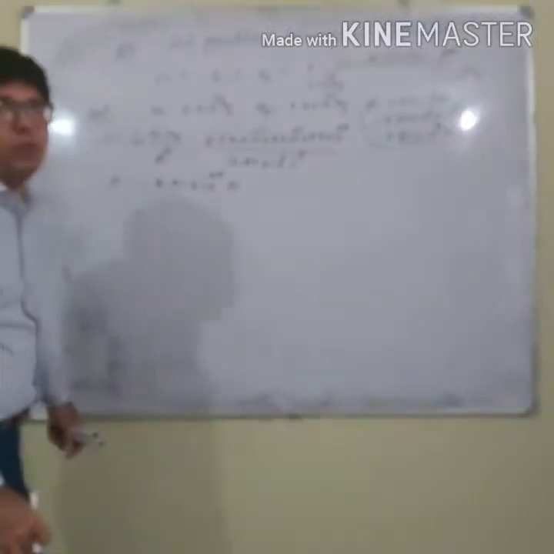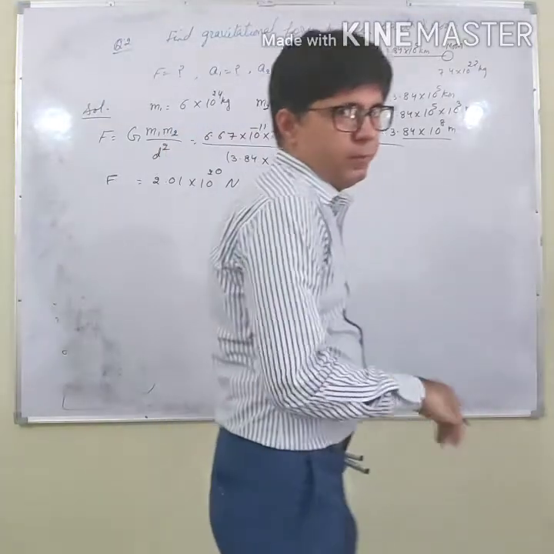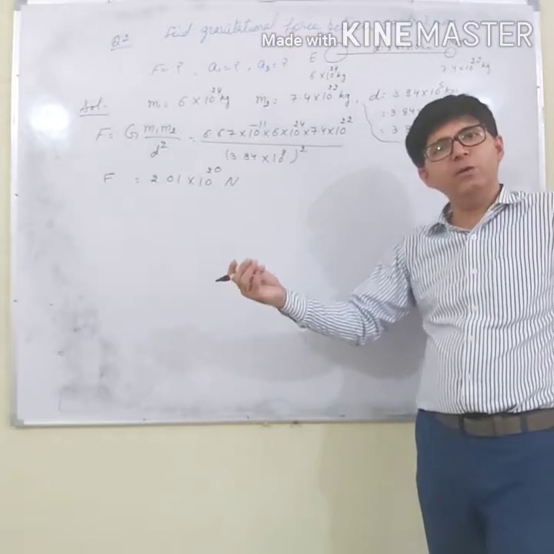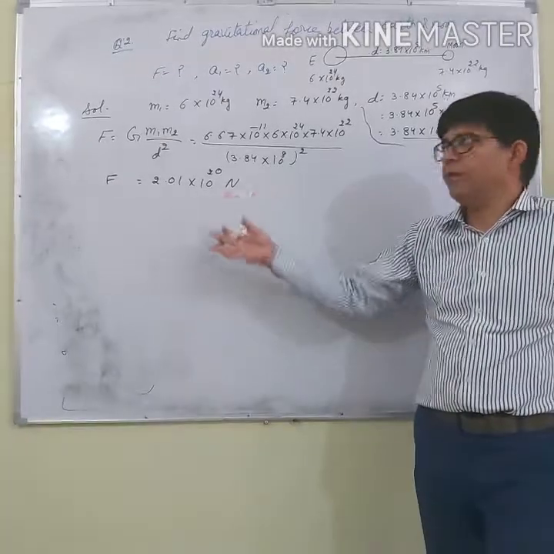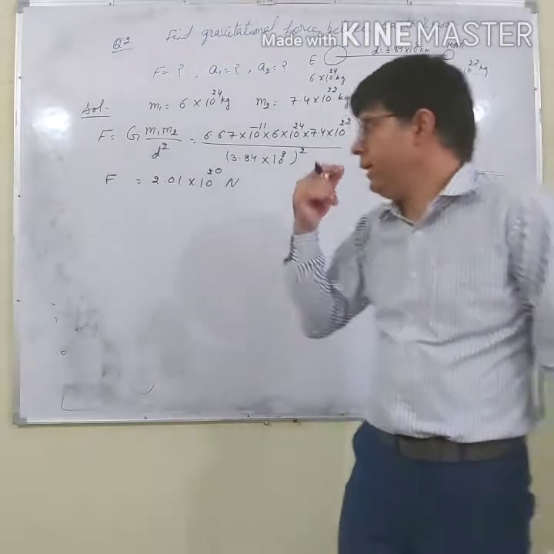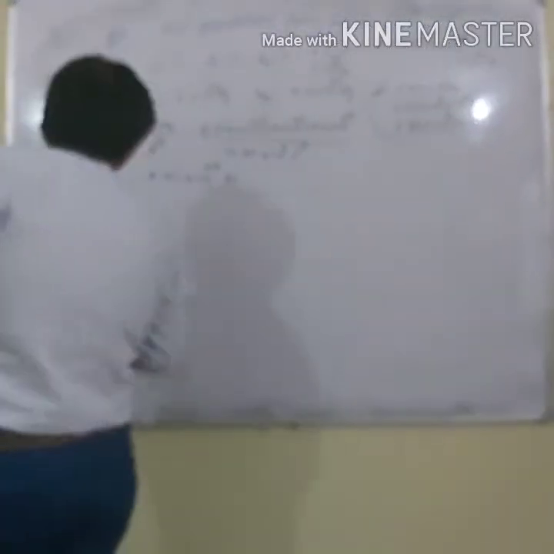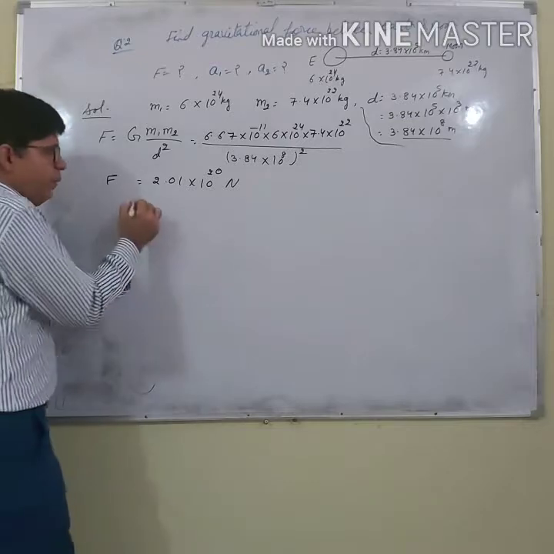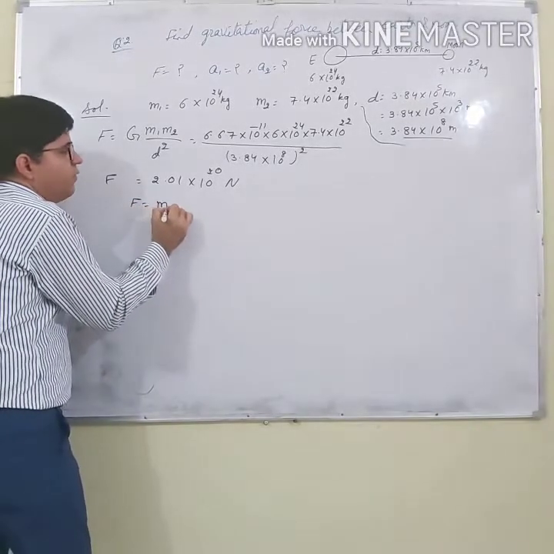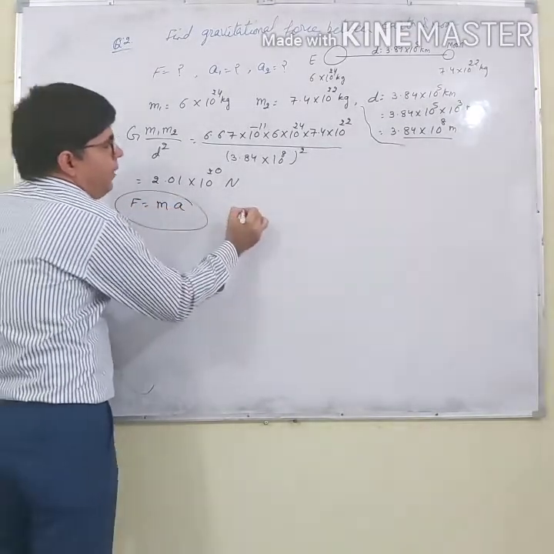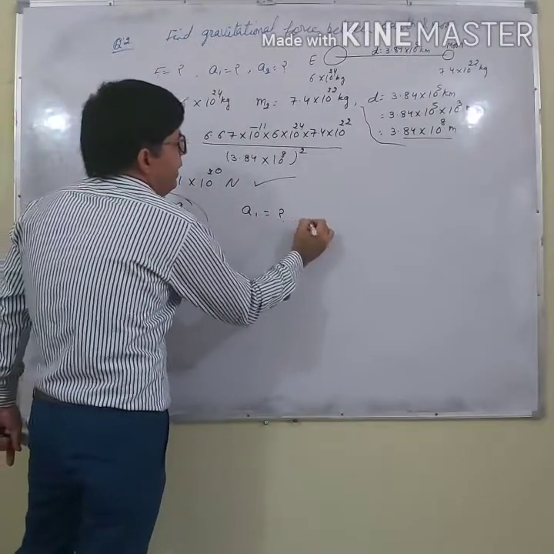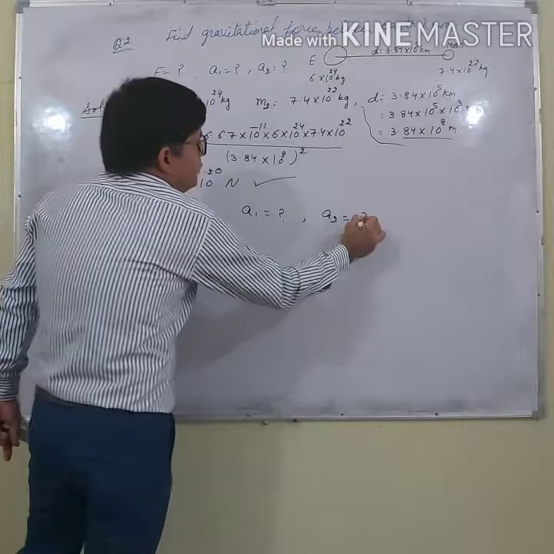Imagine how much this force is. You put 20 zeros after 2. So how much can you say? It is very, very large. Now we have read that whenever a force acts, there is an acceleration, because Newton's second law says that force equals ma. My target is also, this is one answer, to find a1 and a2.